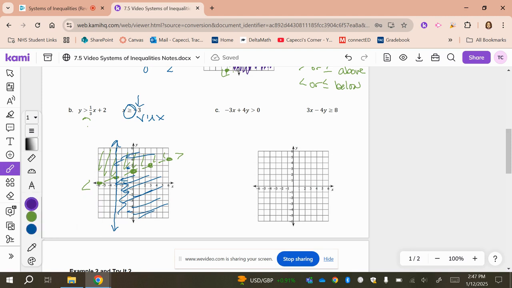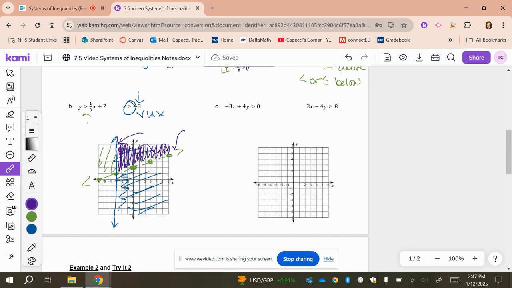So again, the overlapping region here is everything that has both the blue and the green. So it's everything there. Okay, so our overlapping region is where the solutions are. Now this is a solid line, so it would include points on that line, but the dashed line is not including those points on the line. All the points up to the line, but not on the line. Okay, let's take a look at the next one.